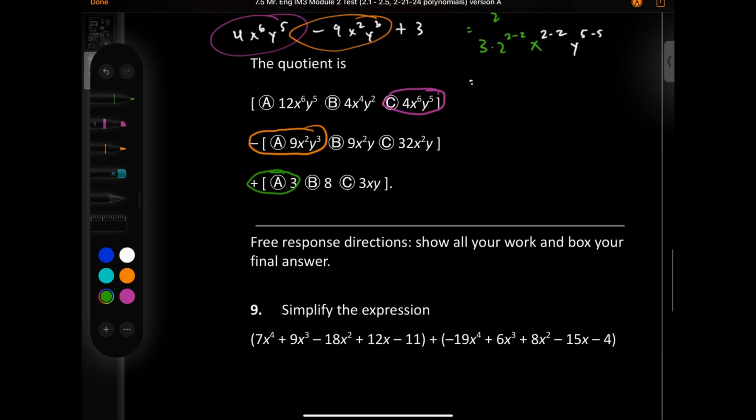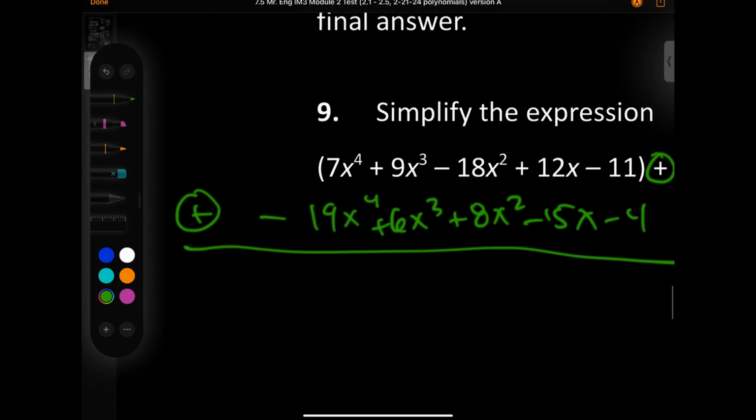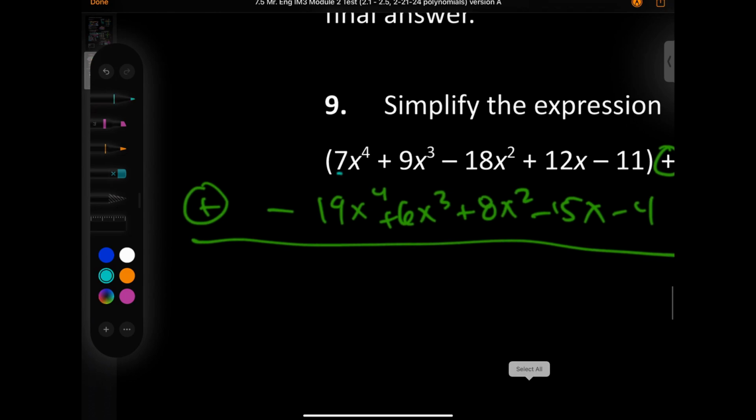Okay, number 9, we are going to add this one together, and you could just put them underneath, right? Because you are adding plus 6x to the 3rd plus 8x squared minus 15x minus 4. We are stacking them. And so I'm just looking at the numbers in front.